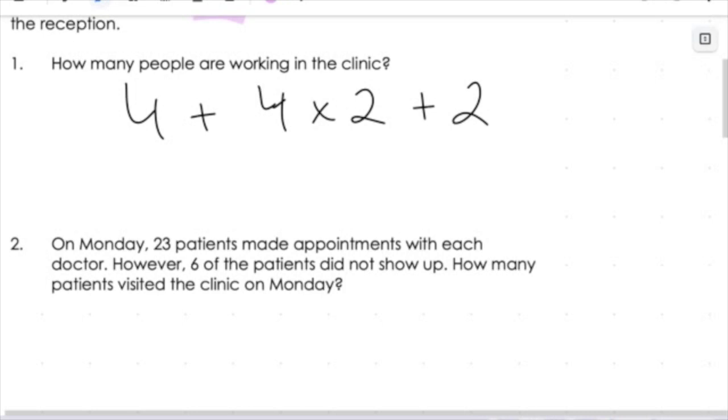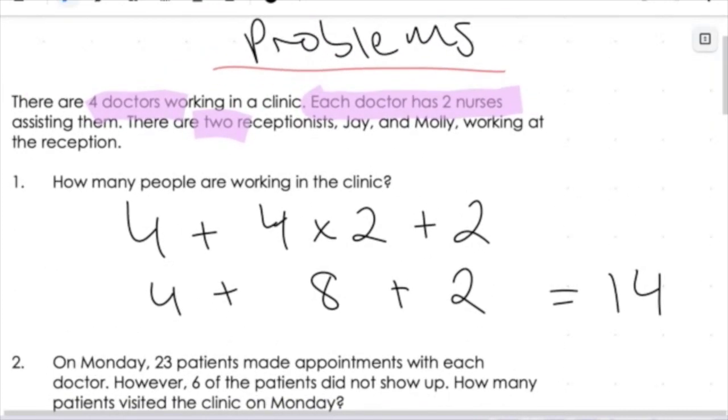So I'm going to find out what 4 times 2 is. From my times tables, I know that is 8. So I'm going to write 8 in the place of 4 times 2. And everything else is going to remain here. And now all I have to do is 4 plus 8 plus 2. That gives me 14.